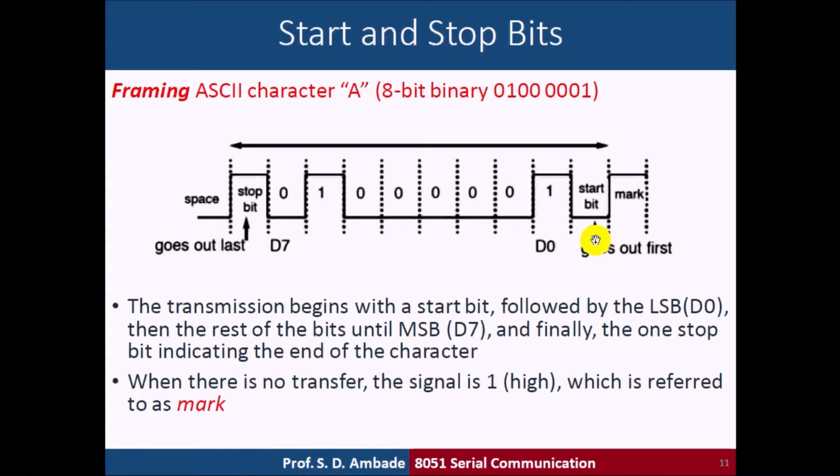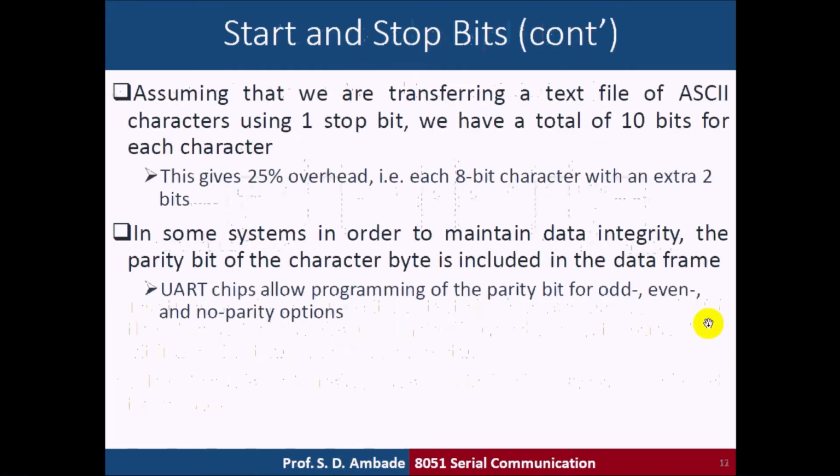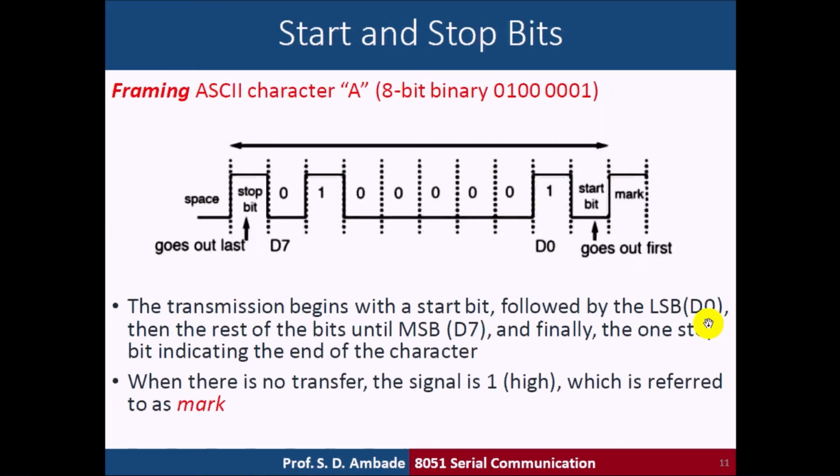After that the data will be sent, LSB first. D0 is 1, then 0 0 0 0 0 1 0. This is our data. Then the rest of the bits until MSB D7, and finally one stop bit indicating the end of the character. This is the stop bit.